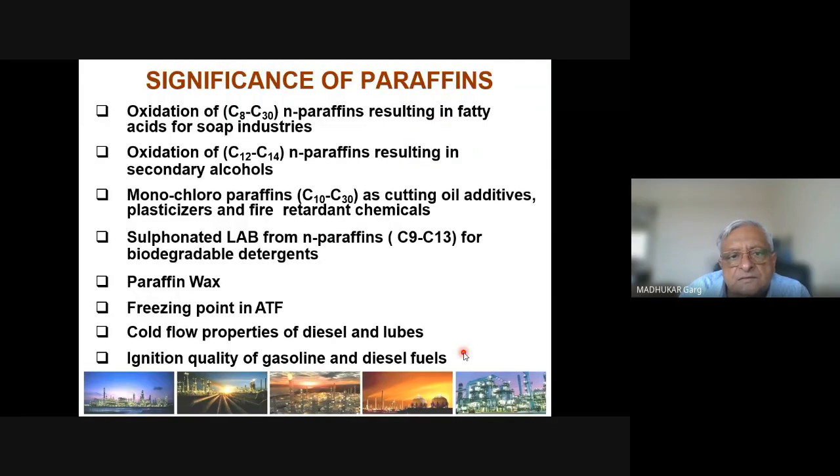What is the significance of these normal paraffins? These components are important in the crude oil, and this particular slide shows you where and how we use them. For example, oxidation of C8 to C30 normal paraffins results in fatty acids which are used in the soap industry. Then oxidation of C12 to C14 normal paraffins results in secondary alcohols.